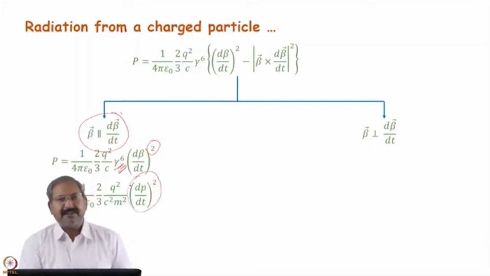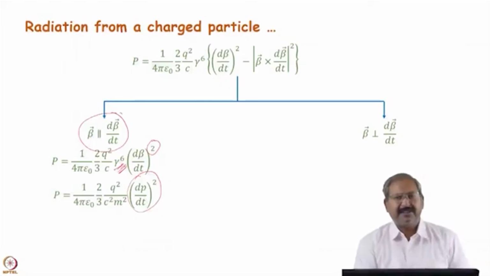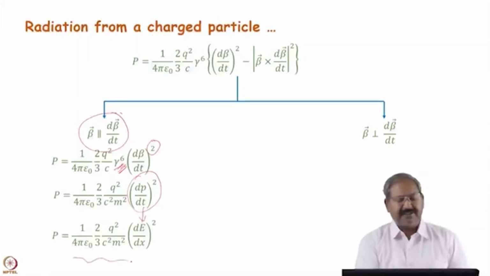The formula depends on dp by dt itself. And dp by dt can be written as dE by dx. So in place of dp by dt, why am I writing dE by dx? Because when acceleration is in the direction of the velocity, we are talking about linear accelerators. And in a linear accelerator, how much energy the particle is getting in how much distance is much more important. So we are writing dE by dx in place of dp by dt. So we get the power radiated as this expression.